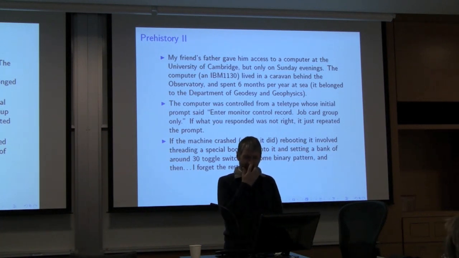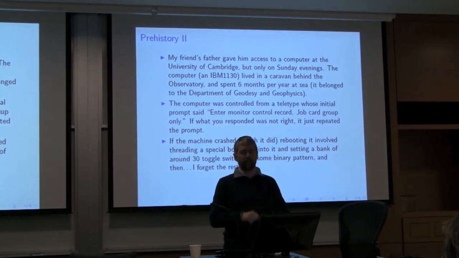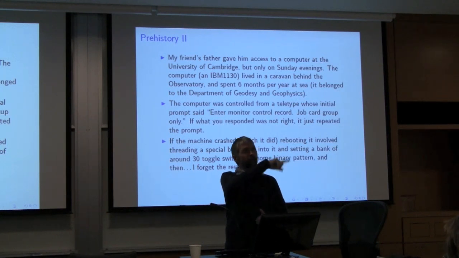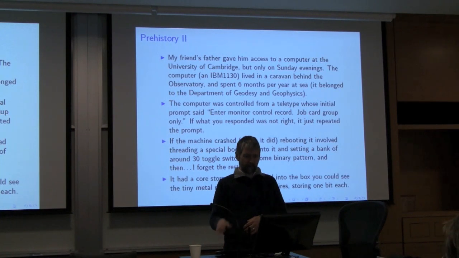And if and when the machine crashed, the method of rebooting it was to put this bootstrap tape, which was another strip of punched paper tape in a loop, into the machine, and then there was a bank of around 30, maybe 32, toggle switches that you had to manually set to a certain binary pattern and then press a button, and it would bootstrap itself up. I don't remember all the details, my friend knew how to do it.